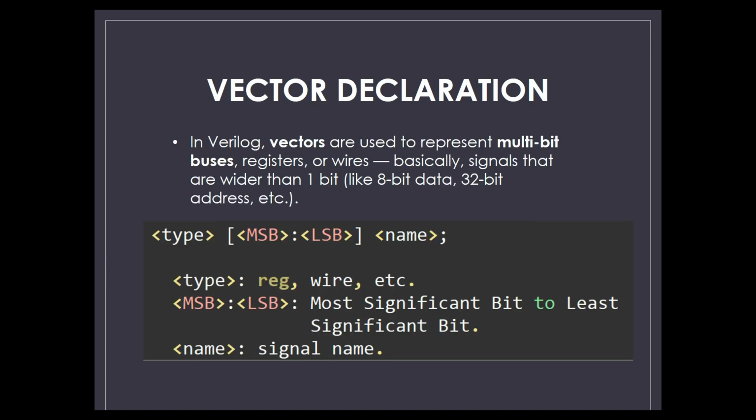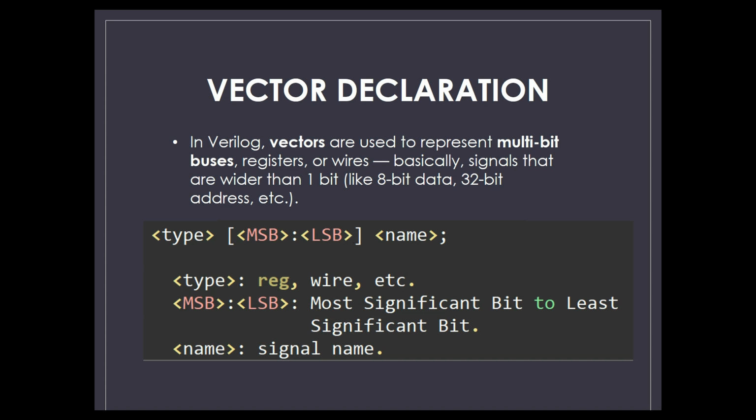Now, vector declaration. In Verilog, vectors are used to represent multi-bit buses, registers, or wires. In real life also, there are many registers or buses which are not single bit. So, to model all those, Verilog provides support of vectors. The syntax of declaring any vector is, first of all, we need to specify the data type of the variable we are trying to make a vector, then MSB, that is, what will be the most significant bit of that variable. Then LSB, the least significant bit, and the name of the variable.